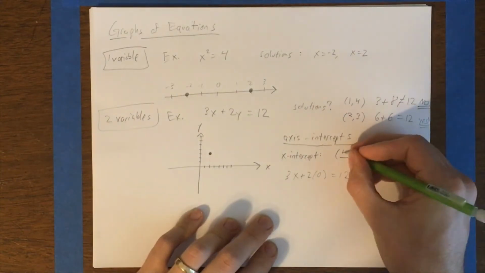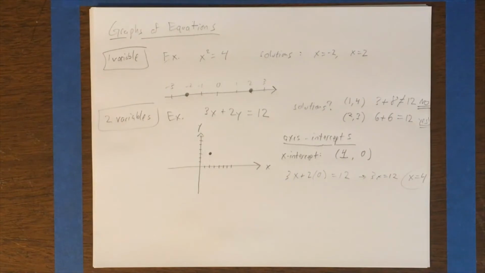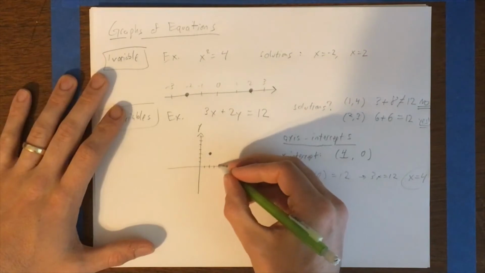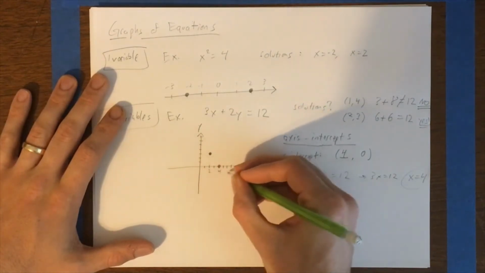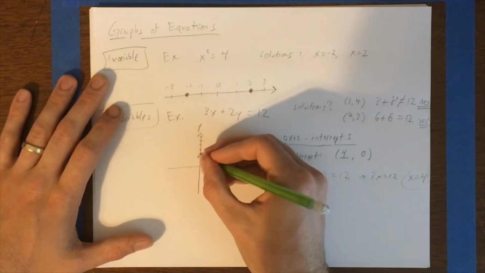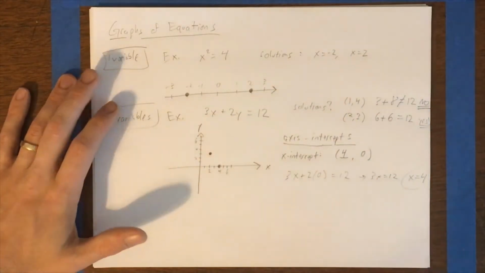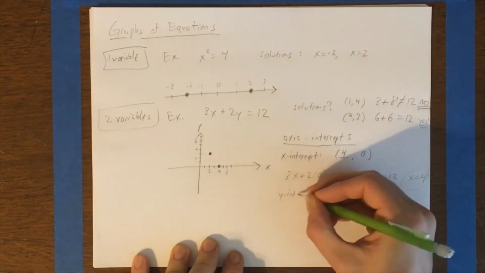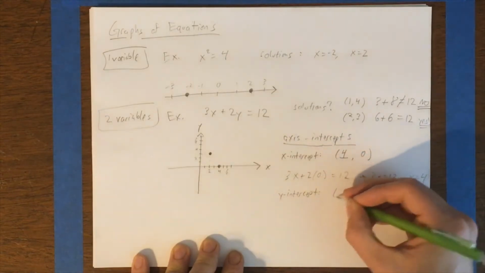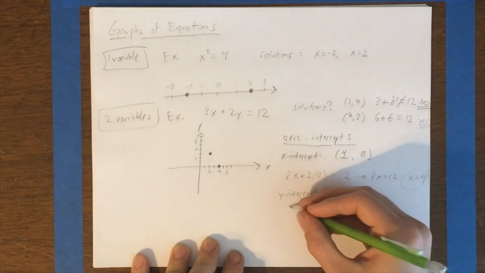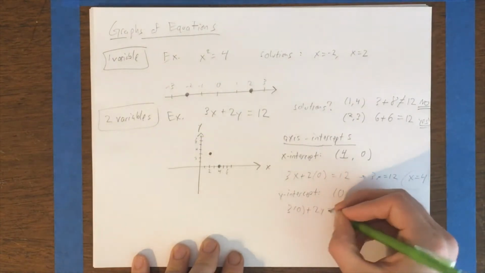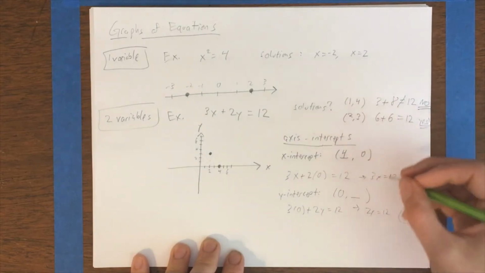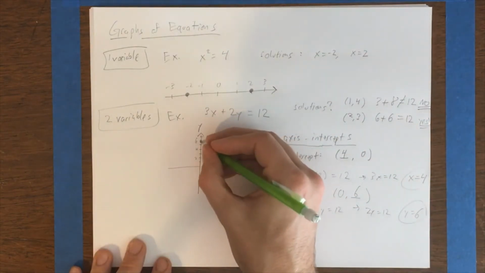So this x-coordinate was 4 for that point. We'll find 4 on our x-axis: 1, 2, 3, 4. These aren't labeled here, but these are steps of size 1, or steps of size 2: 2, 4, 6. And there we go, we plotted the point. For our y-intercept, we do similar, but we'll have the x-coordinate be 0, which is going to give us 3 times 0 plus 2y equals 12. That's just 2y equals 12. So y equals 6. So (0, 6). Plot that point up here.